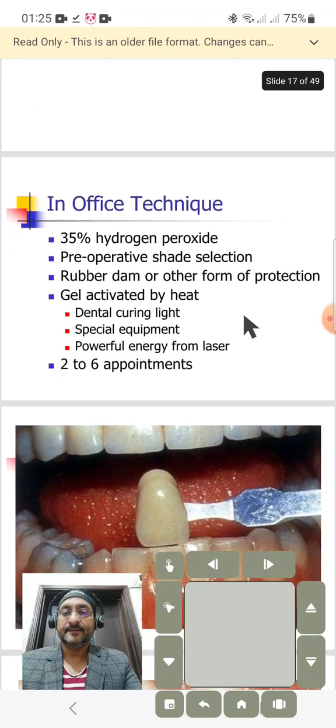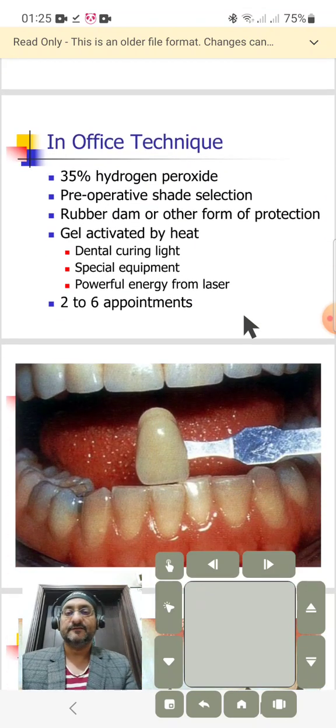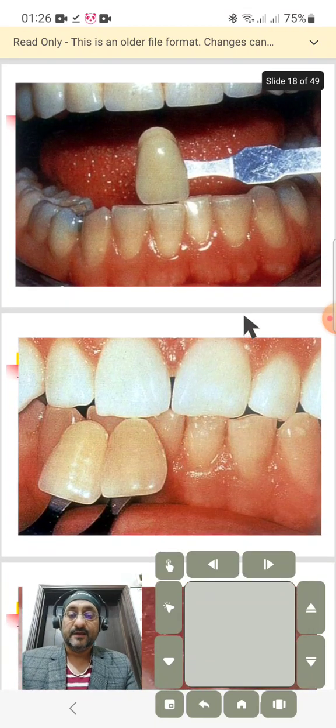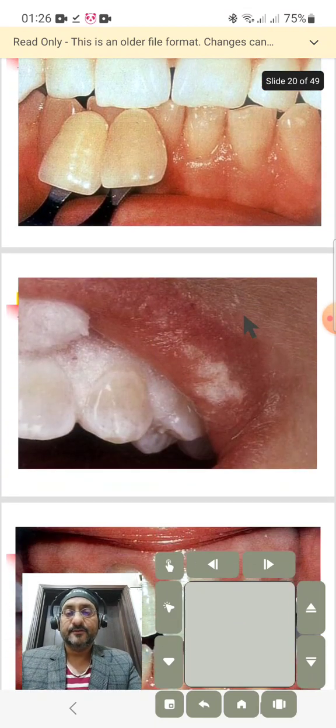Techniques. In-office bleaching, we are supposed to use 35, sometimes 40% hydrogen peroxide. Pre-operative shade selection is very important. Use a rubber dam, or other ways of isolation as well. The gel is activated by different methods like dental curing lights, special equipment, or sometimes lasers. Sometimes two appointments, sometimes multiple appointments are needed. You can see the results are good.